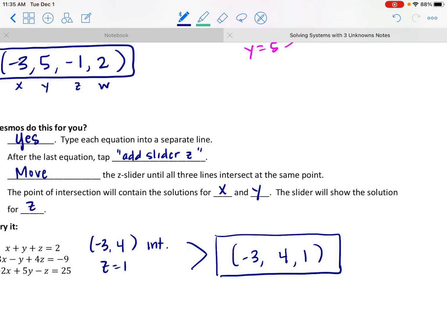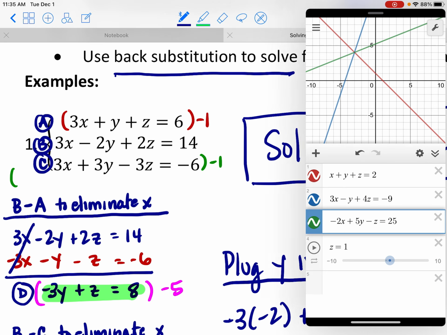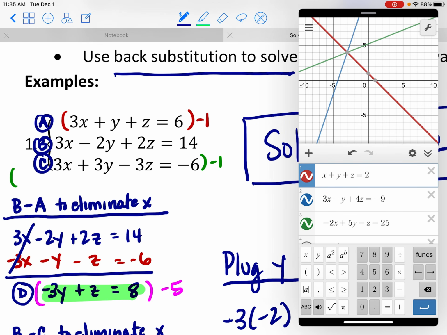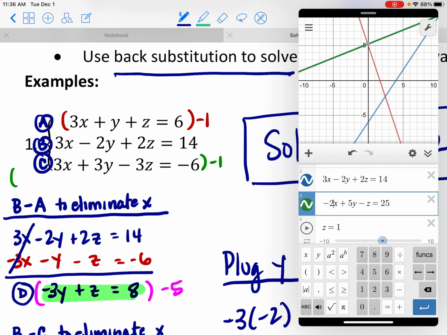And now that we have a way to do this with Desmos, if we wanted to confirm, let's say number 1, not plug it in, then we could do that. So I'm going to cheat a little here so I don't have to type in all these variables again. So 3x plus y plus z equals 6, and then 3x minus 2y plus 2z equals 14, and then we had 3x and 3y minus 3z equal to -6. Okay, so see here, the slider's already there, right?